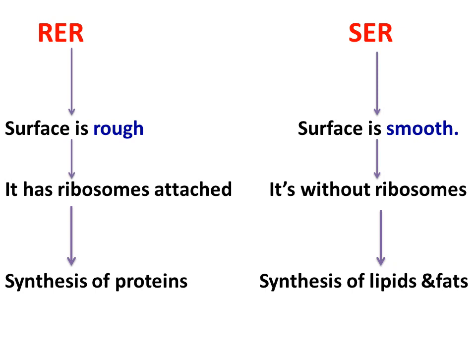Now RER, rough means the surface is rough. Now why rough? Due to ribosomes. Now what is the function of ribosome? Synthesis of proteins. SER, smooth, the surface is smooth. Why smooth? No ribosomes present. And function, synthesis of lipids and fats.